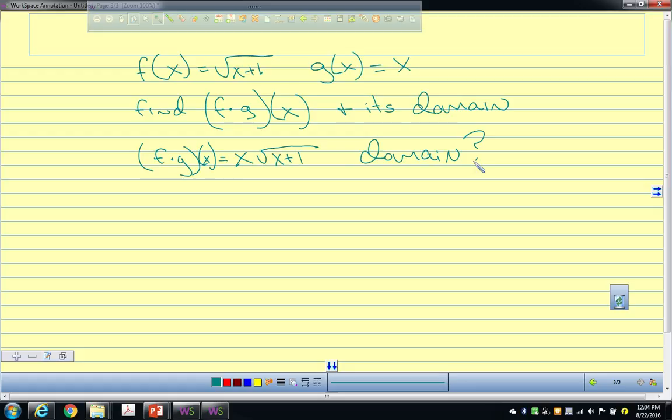Is it -1 to infinity? Is it what? -1? Yes, it's -1 to infinity. Okay? Because whenever you see a square root, there's a really easy way.